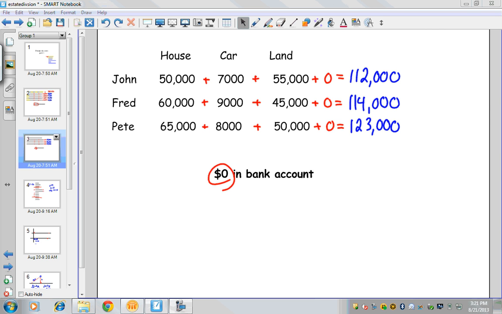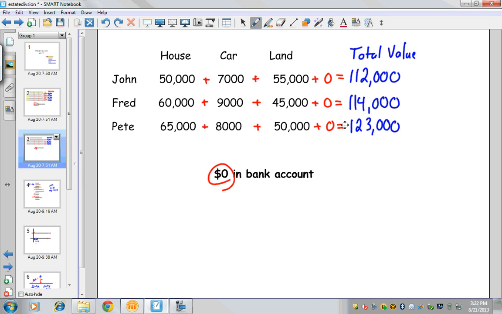Okay, so I went ahead and did all the calculations, and we have 112, 114, as well as 123. And remember, these numbers are the total value of the estate according to each heir. Once again, we're going to self-check just to make sure that all of our calculations are pretty similar. That's 112, 114, 123. That looks good.